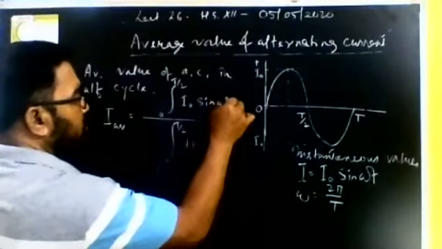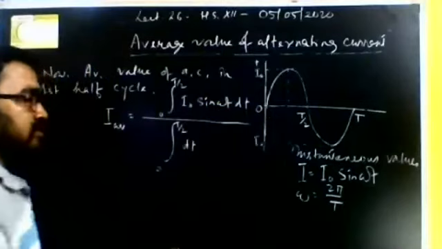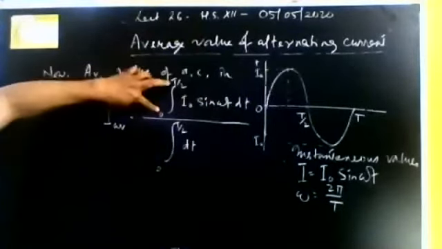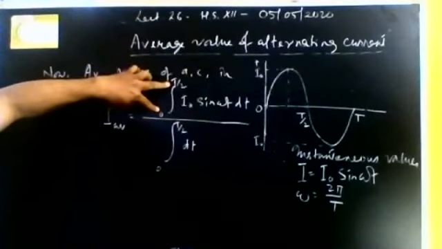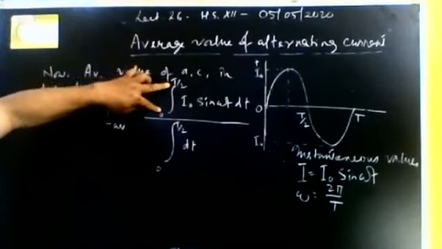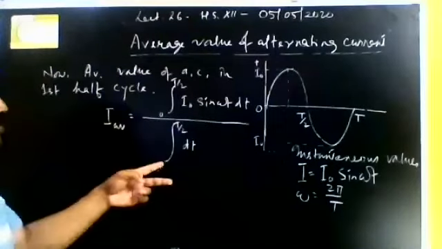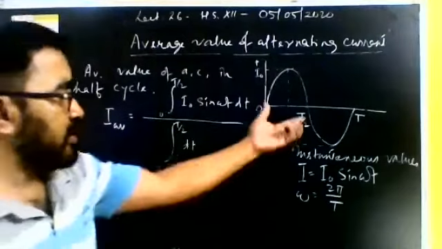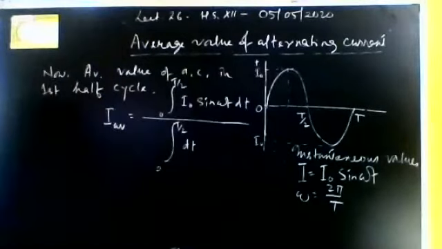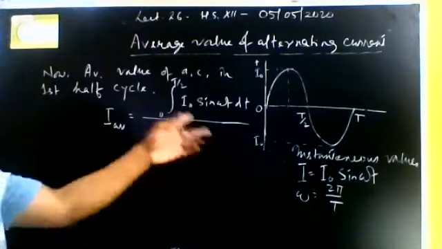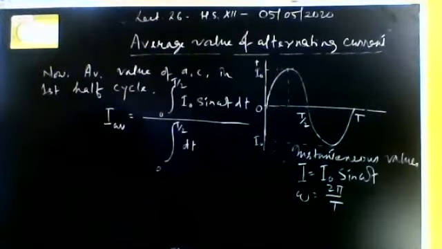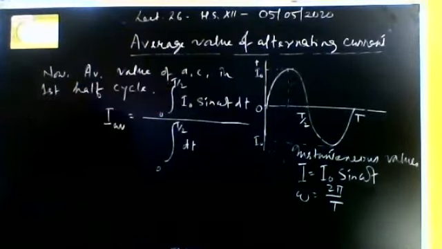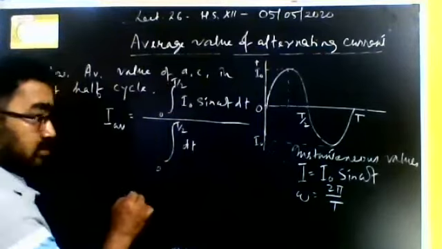Sin omega t dt. The total current should be integrated within the range 0 to T by 2, and it should be divided by the same time interval. Okay? So we know how to integrate, right? We know how to put the lower limit and upper limit. It is a very simple calculation.